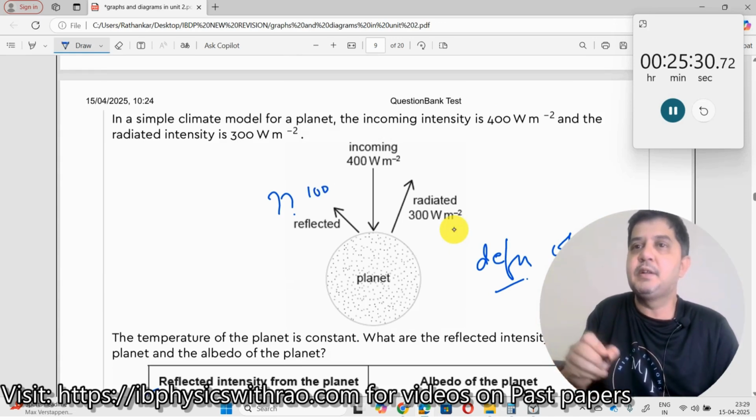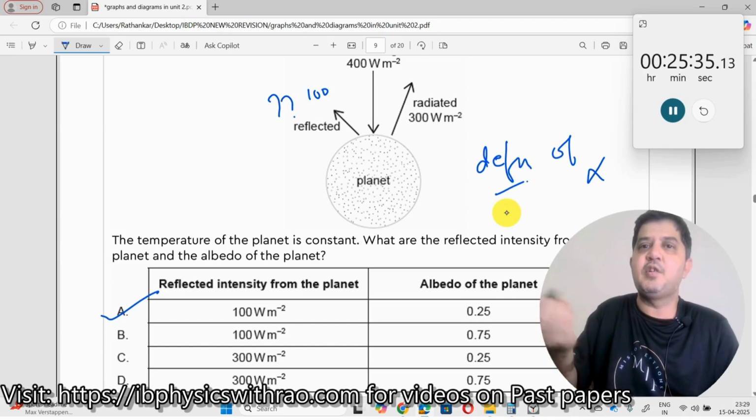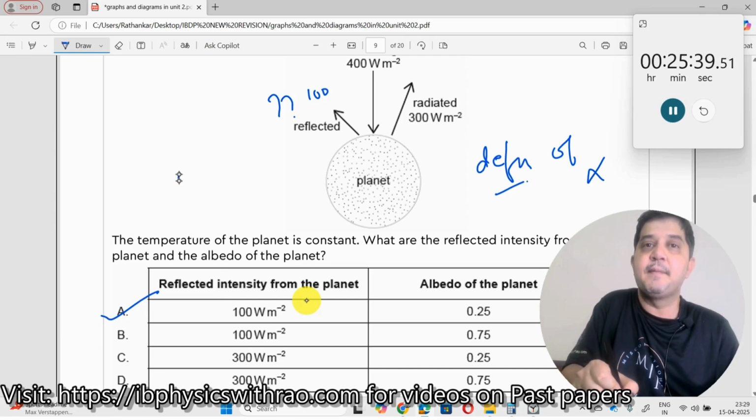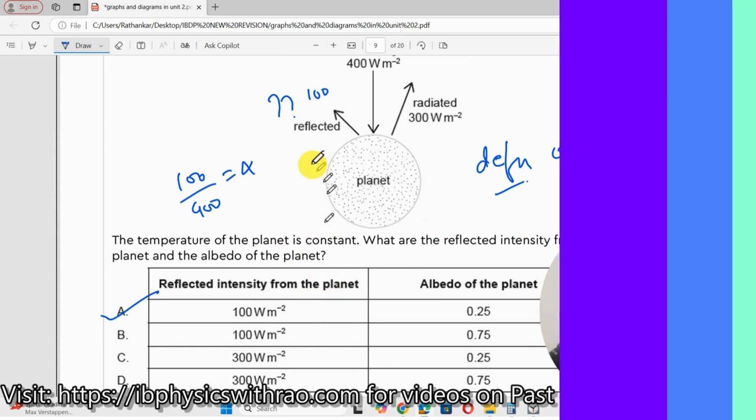100. Simple. And what is albedo? Albedo is nothing but 100 divided by 400, which is 0.25. Already saw this, right? So therefore, the answer is E. So 100 divided by 400 should be your alpha. For this, you should know what is the definition of alpha.